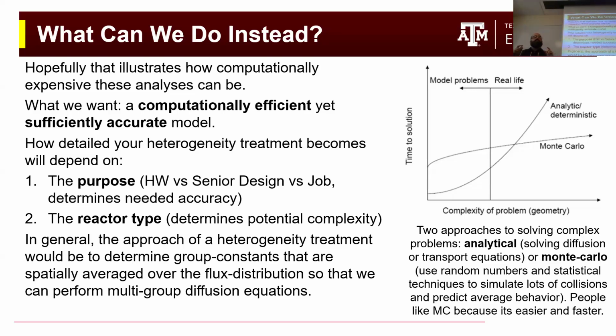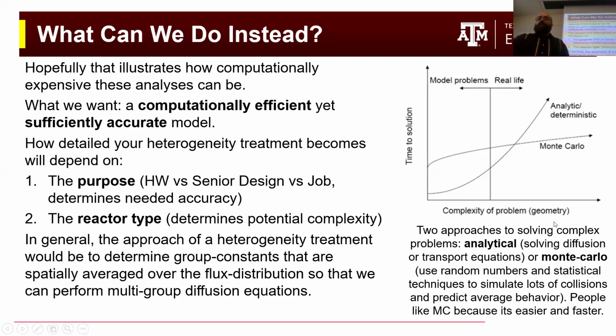And in general, what we're going to do with this heterogeneity treatment is find a way to take our large, complicated reactor and get some average of our constants, like group constants: group diffusion coefficients, cross sections, nu Fs, all of that sort of stuff. Get those for each region. Once we had cross sections that were properly averaged over each region, then we could do diffusion calculations, get the corresponding flux distribution, and do things like that.